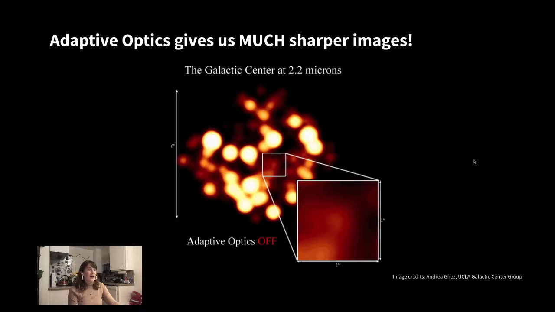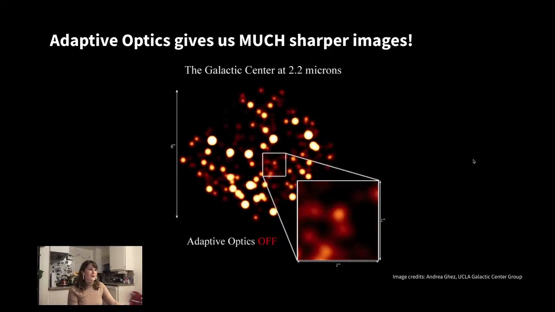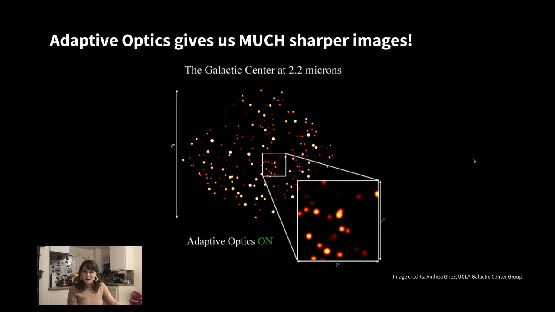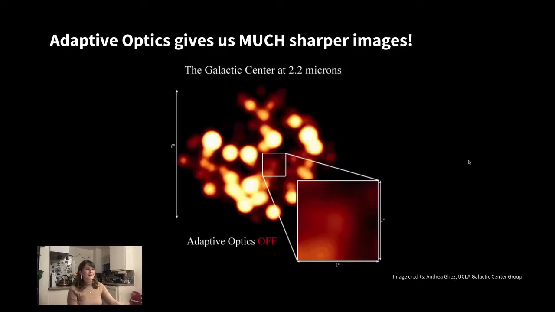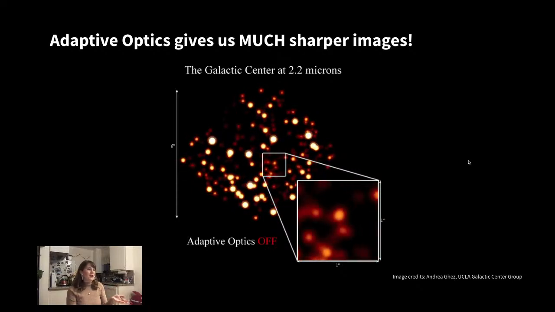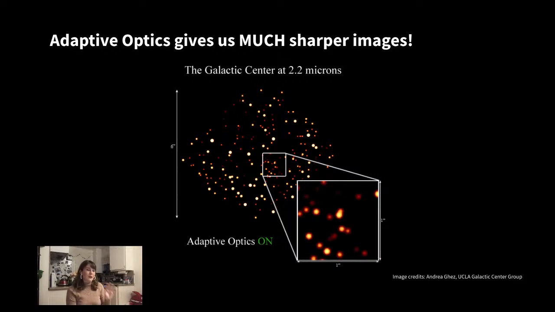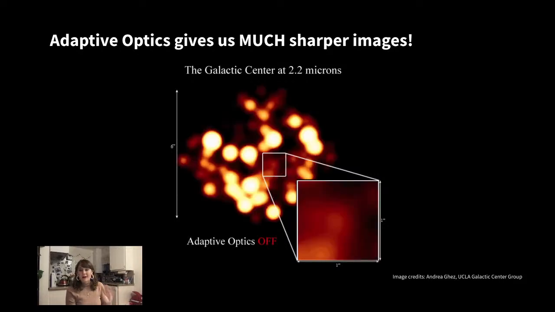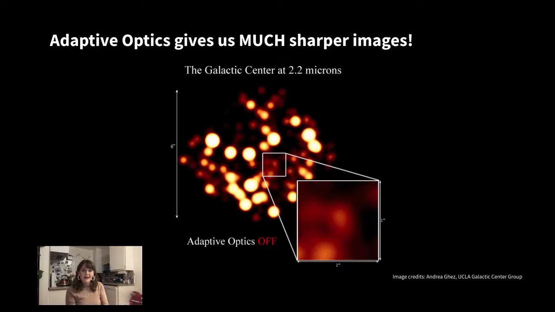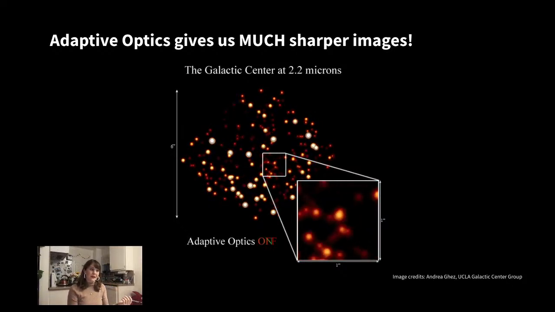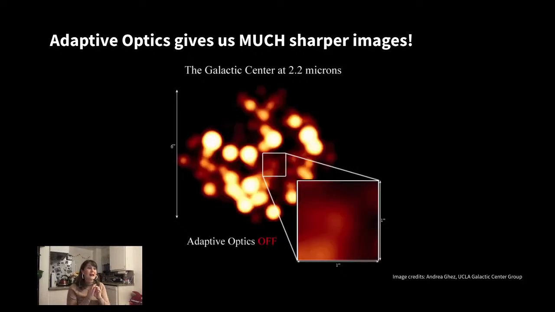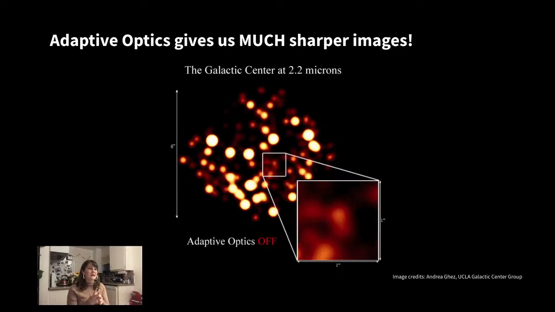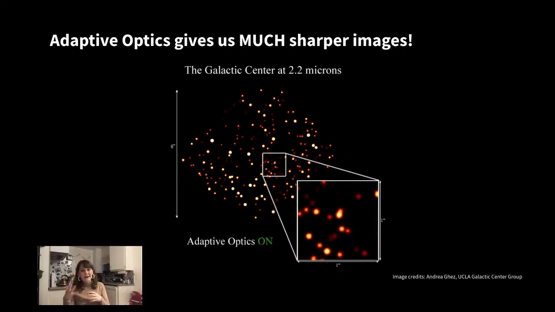And it's really clear how this gives us so much sharper images. So this is an image from the Galactic Center group at UCLA, who famously discovered Sagittarius A star, the black hole at the center of our galaxy. And they have this GIF that's showing the big, big difference between what this part of the galactic center looks like without adaptive optics versus what it looks like with adaptive optics. You can see how those big blurry stars get much clearer and crisper, and you can actually resolve more of them, including the small faint ones. So this is important for studying the galactic center, and it's also really important for studying exoplanets.